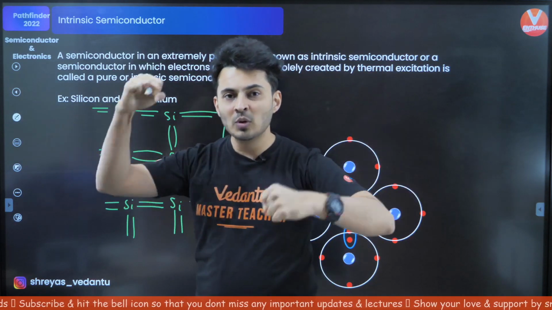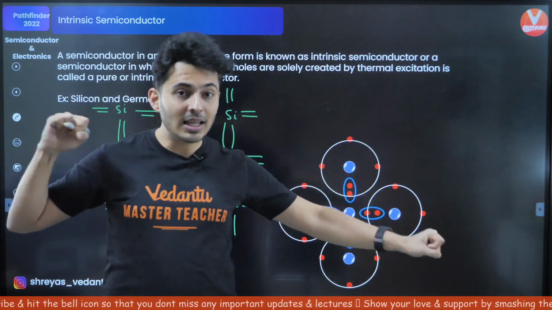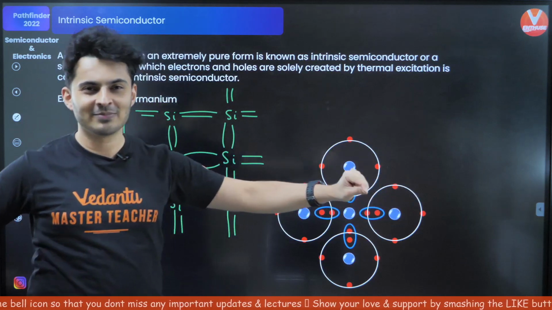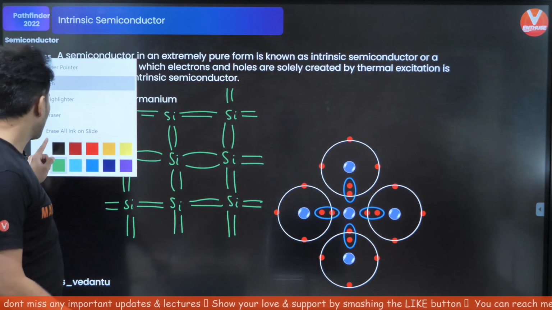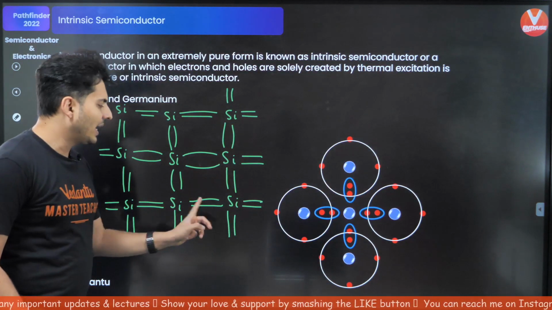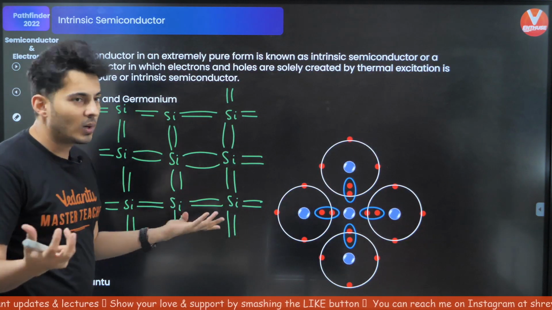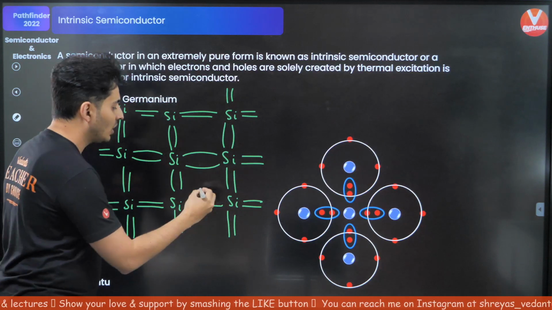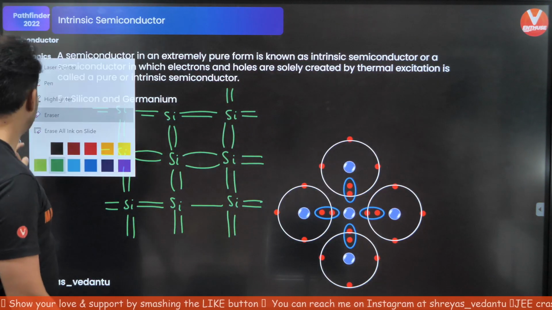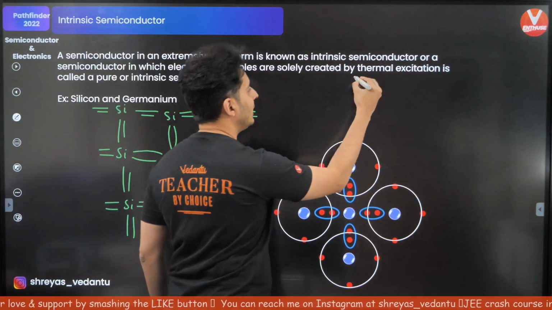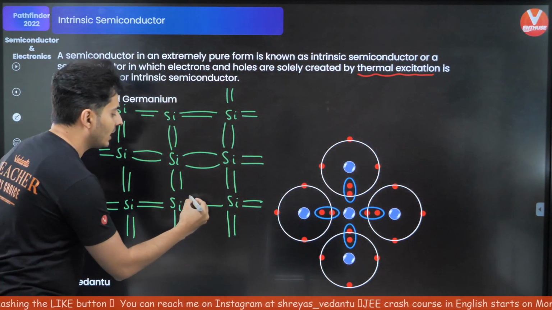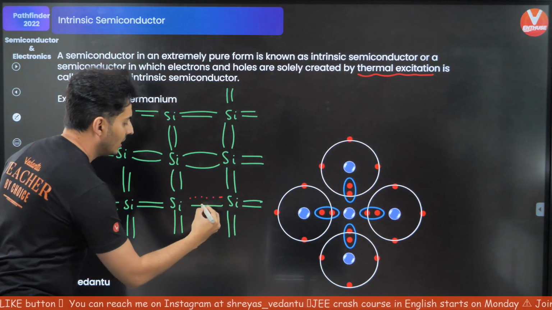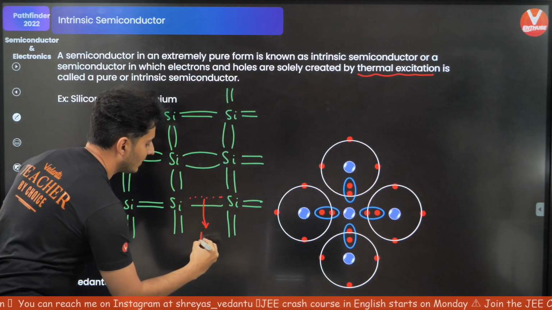And when these atoms move, shake, twist, their bonds can be broken. What happens? The bonds can be broken. So say for example, there are 2 such silicon atoms whose bond is broken due to movement because of thermal energy. So this thermal energy, I have mentioned it right over here. Thermal energy might lead to the breakage of bond.